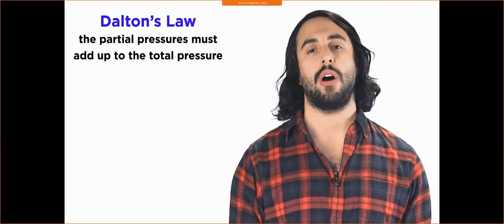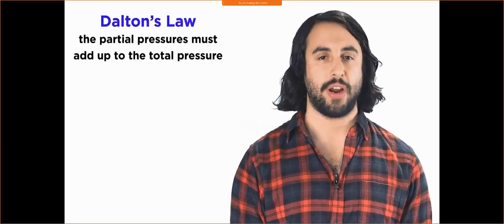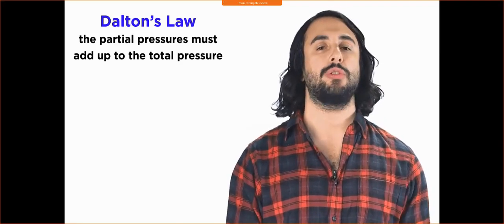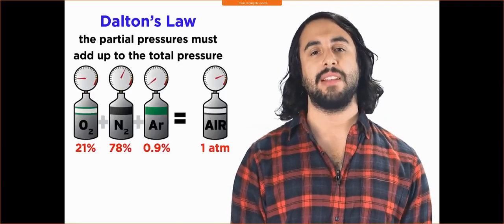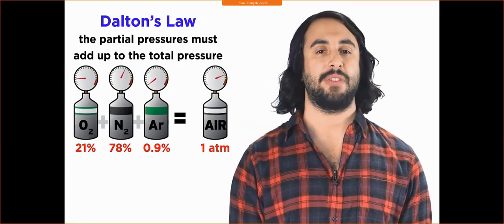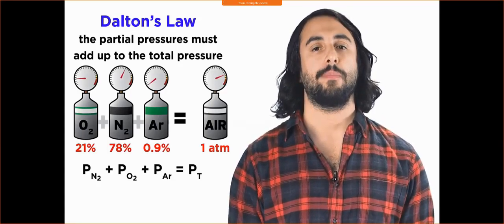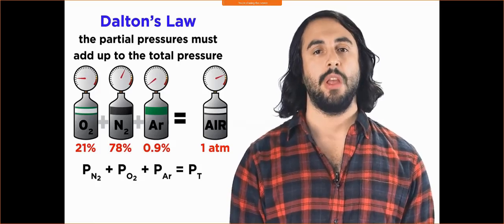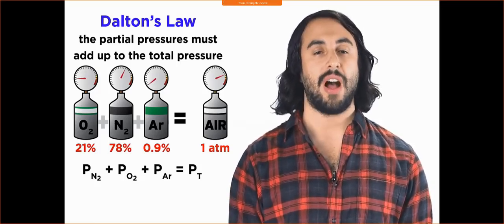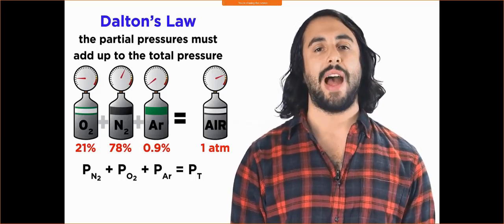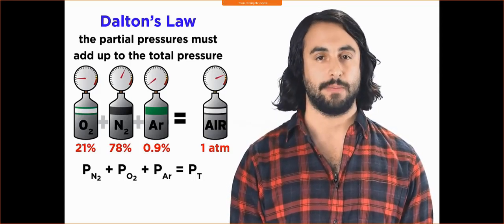Recall that Dalton's law says that the sum of the partial pressures of the component gases in a mixture will be equal to the total pressure. That means that if we pretend the atmosphere is comprised of only these 3 gases, the partial pressure of nitrogen plus the partial pressure of oxygen plus the partial pressure of argon will add up to atmospheric pressure.